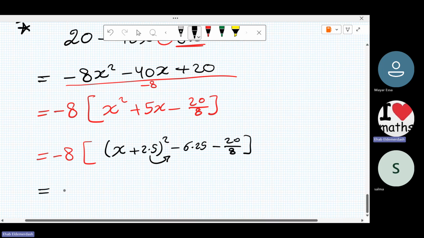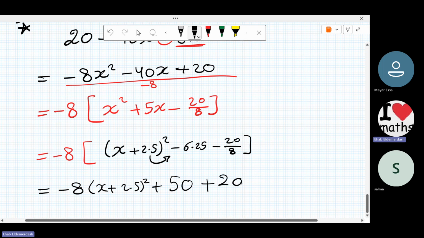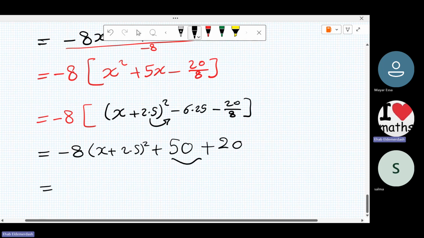So my last step will be minus 8 into the expression normally. Here minus 8 into minus 6.25. Can someone do it on the calculator? I think it's 50. Minus 8 into negative 6.25 is positive 50, right? Then negative 8 with the expression, plus 20. So the final answer is 50 plus 20, which is 70.